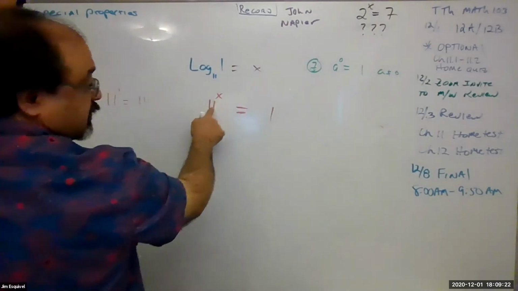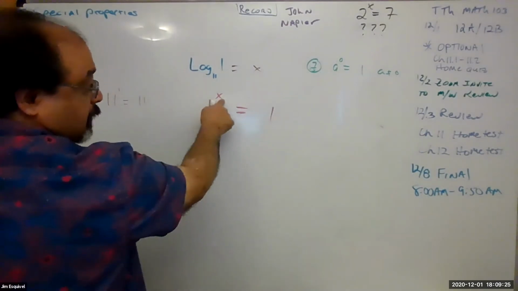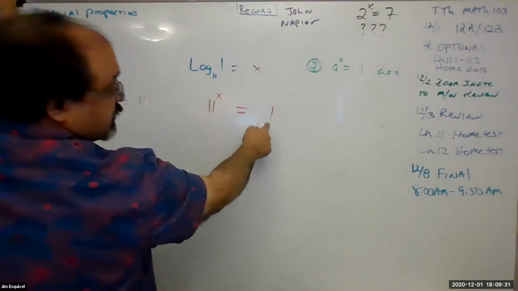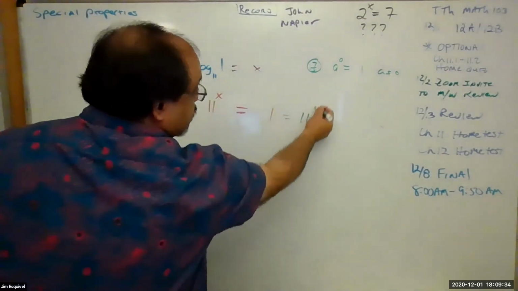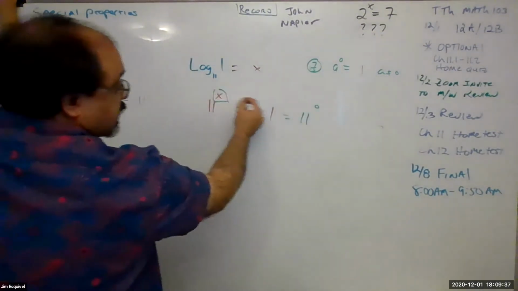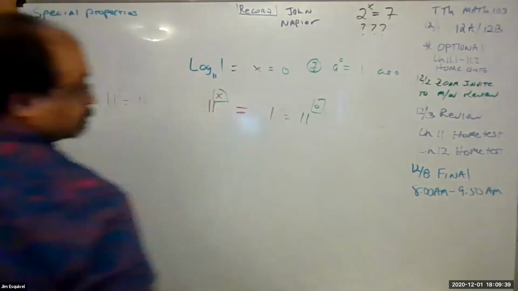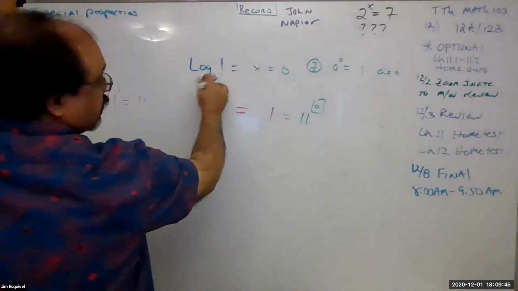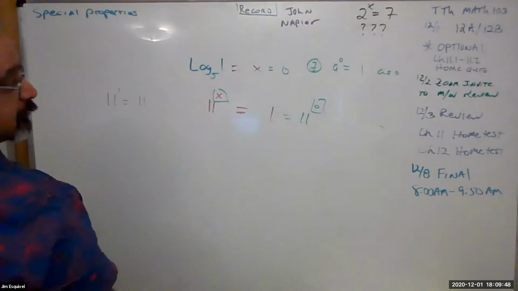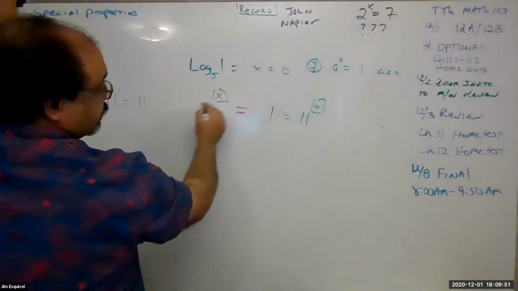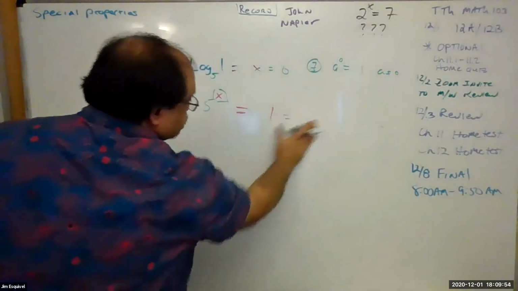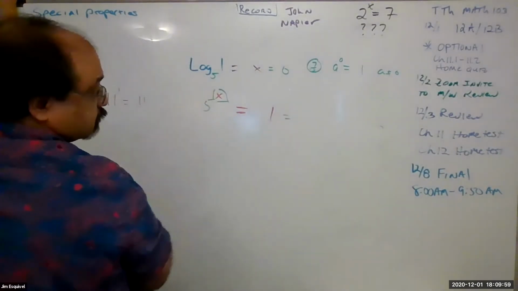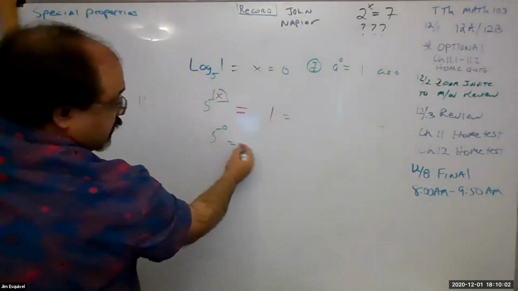So what power is going to change 11 into a 1? 0 power. The exponent has to be a 0. So on this side, you could change this to 11 to the 0 if you wanted to. So this x would have to equal a 0. What if I change this to a 5? Log base 5 of 1. 5 to what power is 1? What would the exponent have to be? 0. It would still have to be a 5 to the 0 to make a 1.